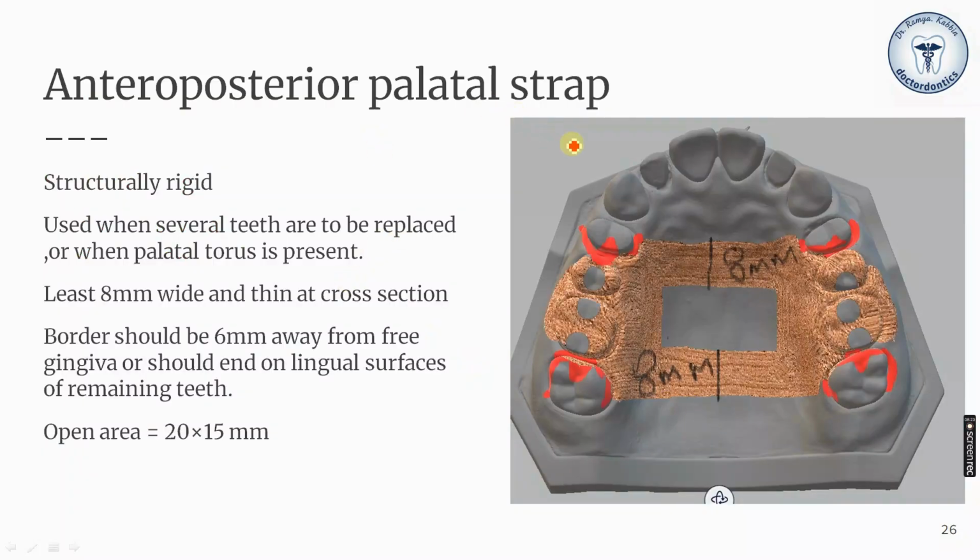Next, the anterior posterior palatal strap. This is different from the anterior posterior palatal bar. In that, there are two bars which are different in shape. But in this, there should be a strap which is 8 mm. Both anterior as well as posterior should have 8 mm width. And they should have an open area of about 20 by 15. These are the properties of the anterior posterior palatal strap.